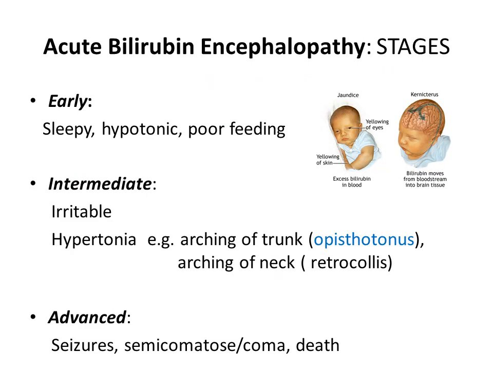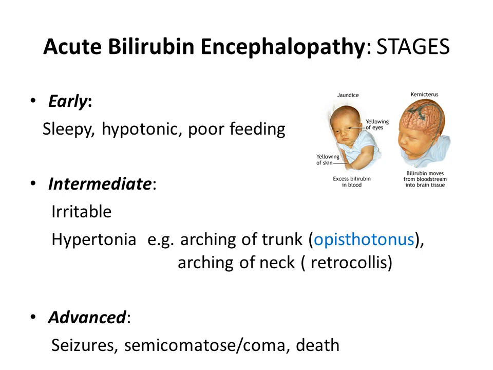Acute bilirubin encephalopathy can be divided into early, intermediate, and advanced stage. Signs of early acute bilirubin encephalopathy include sleepiness, hypotonia, and poor feeding. At this stage, intervention to reduce the bilirubin level can minimize the long-term neurological sequelae. In intermediate stage, the baby is irritable and hypertonic.